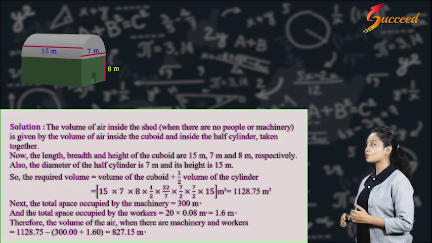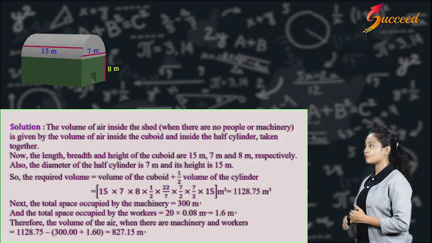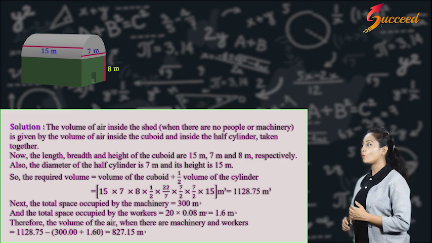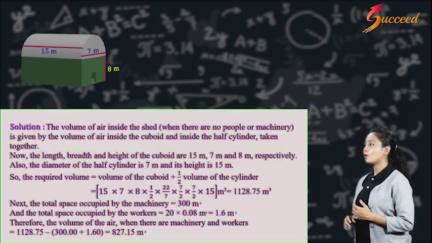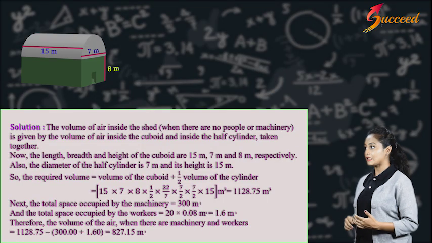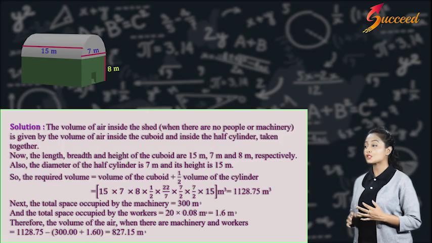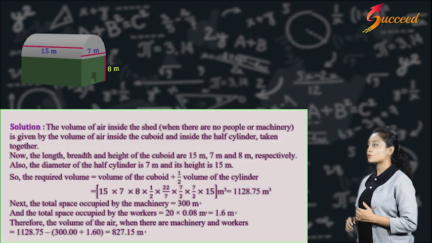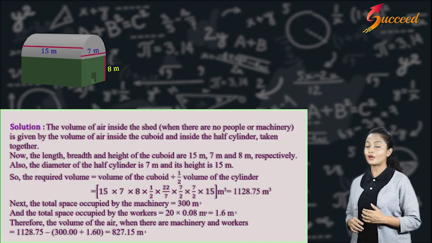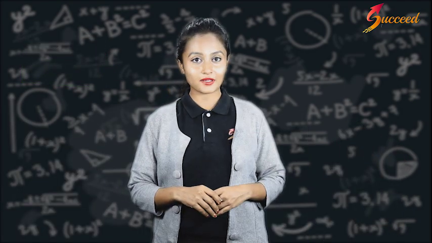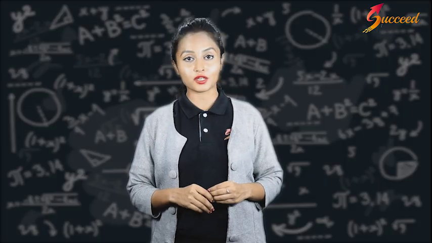Next, the total space occupied by the machinery is given by 300 meter cube and the total space occupied by the workers is given by 20 into 0.08 meter cube, which is equal to 1.6 meter cube. Therefore, the volume of the air when there are machinery and workers can be calculated as 1128.75 minus 300 plus 1.6, which is equal to 827.15 meter cube.